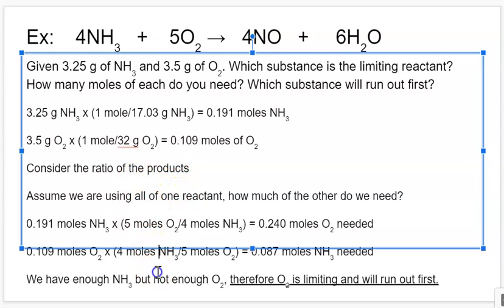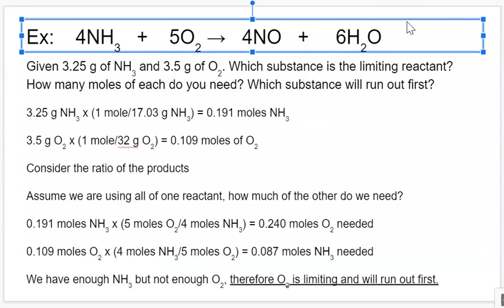So one way to figure out who the limiting reactant is is to calculate how many moles of the other reactant you would need to react with all of the moles of reactant that you have. So what I mean by that is here I'm starting with 0.191 moles of ammonia, and I want to figure out how many moles of oxygen I need to react with all of the ammonia that I have. So I take my moles of ammonia, I multiply it by the mole ratio, which in this case is 5/4 moles. That gives me 0.240 moles of O2 needed to react with all of the ammonia.